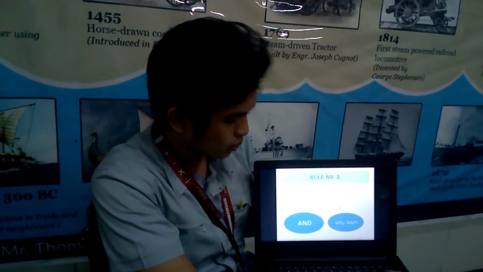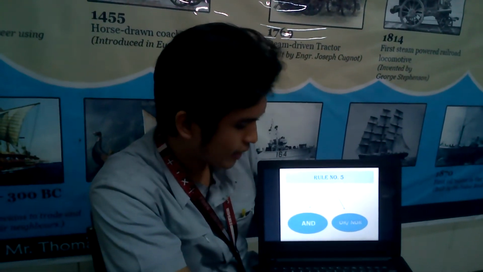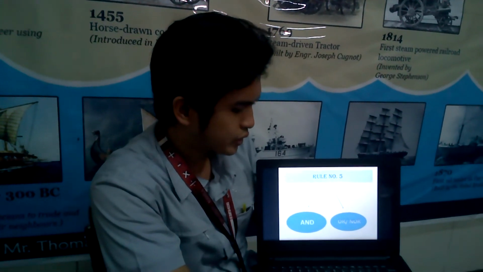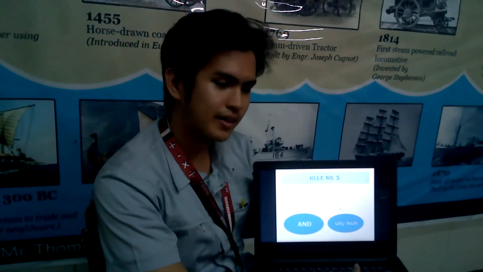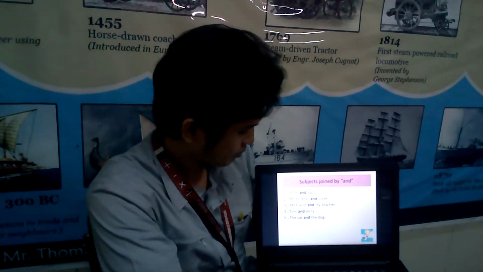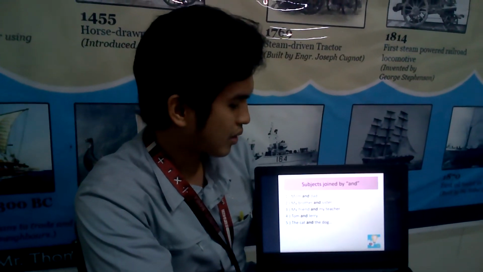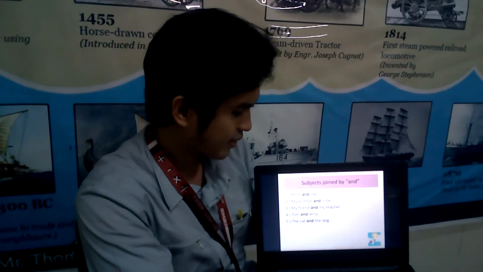In this discussion, we will differentiate the treatment of the two conjunctions "and" or "nor." We will divide it into two parts so we can understand clearly what it is used for and what verb we will use, whether singular or plural. Okay, so first, let's have examples of subjects joined by "and."